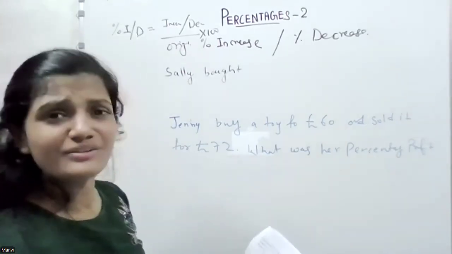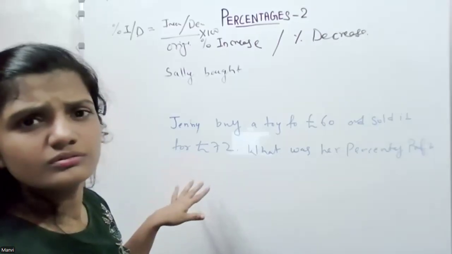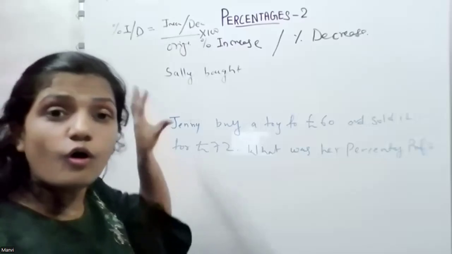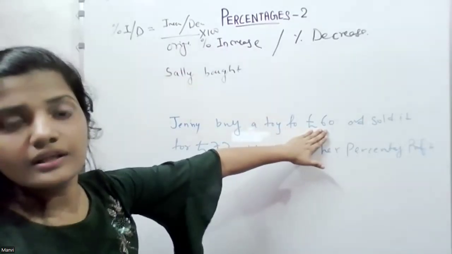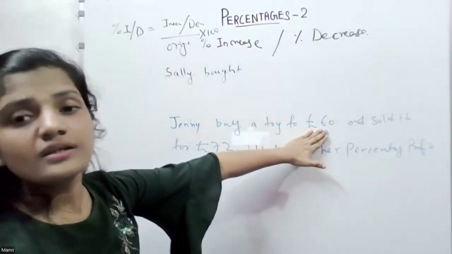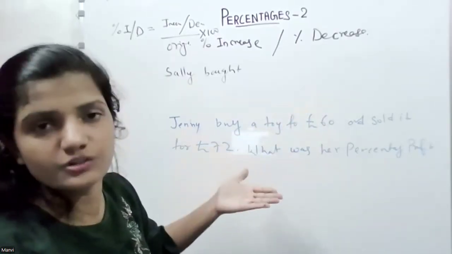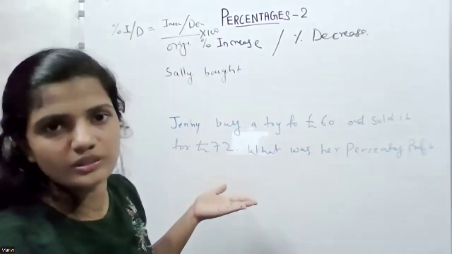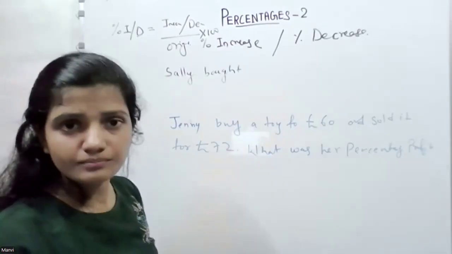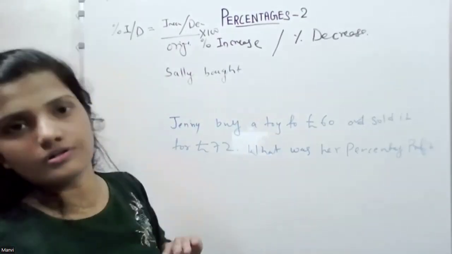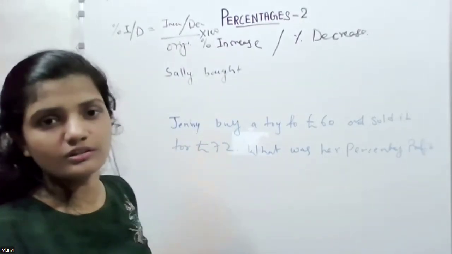Yeah. Why were you stuck then? I forgot what goes on the bottom. Always think original goes on the bottom. Originally he bought at this amount, right? In profit and loss, always the cost price goes on the bottom because that's the original amount. Whether she gets profit or loss doesn't matter, the cost price always goes on the bottom.